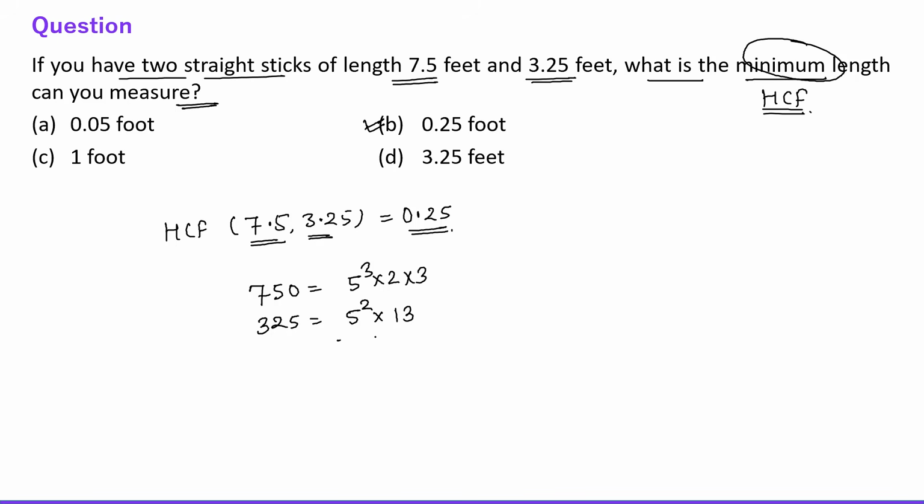So now the SCF will be what? SCF will be the least power of the common one. The common is 5, so least power of 5 is 2. So SCF is 5 square. But the thing is, you have multiplied by 100 both the terms. So this SCF, 25, will be divided by 100. So here you will be getting 0.25.